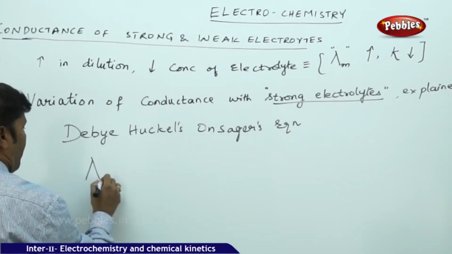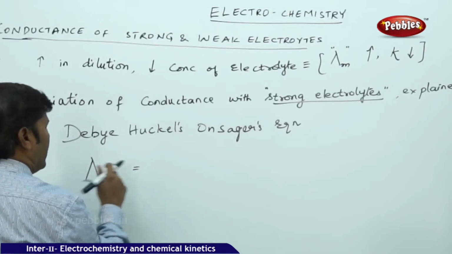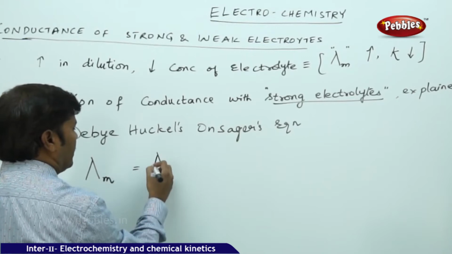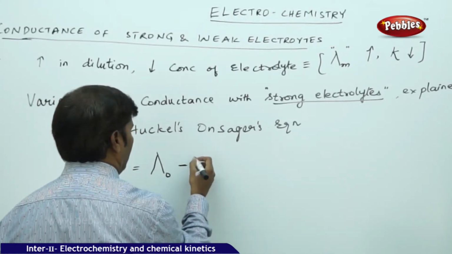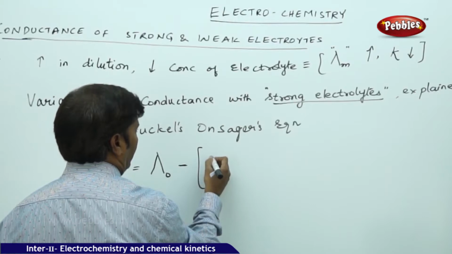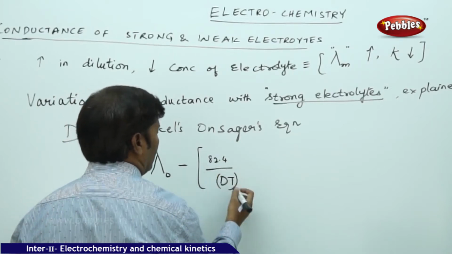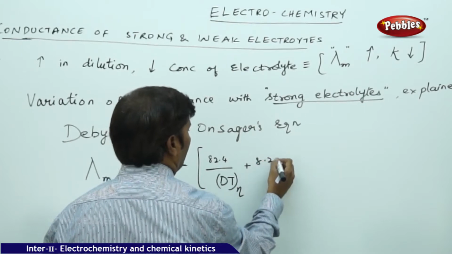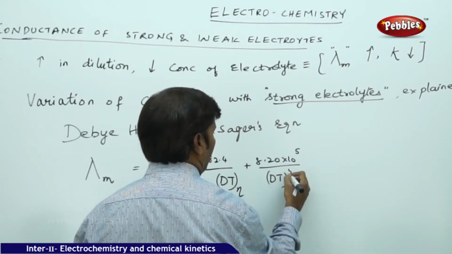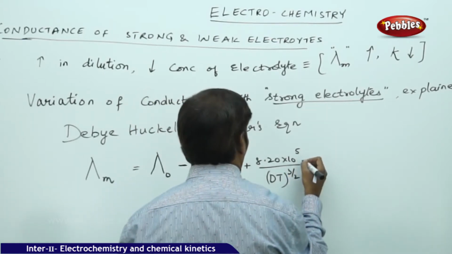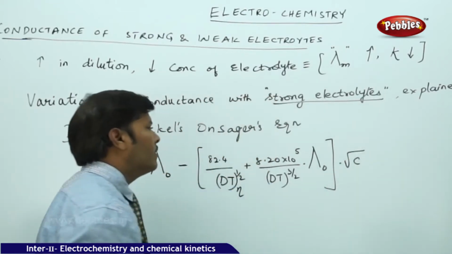That is, molar conductance at a given concentration is equal to equivalent conductance at infinite dilution minus, open the bracket, 82.4 divided by (DT)^(1/2) eta, plus 8.20 into 10 to the power of 5 divided by (DT)^(3/2), into equivalent conductance at infinite dilution, close the bracket, into square root of concentration C.